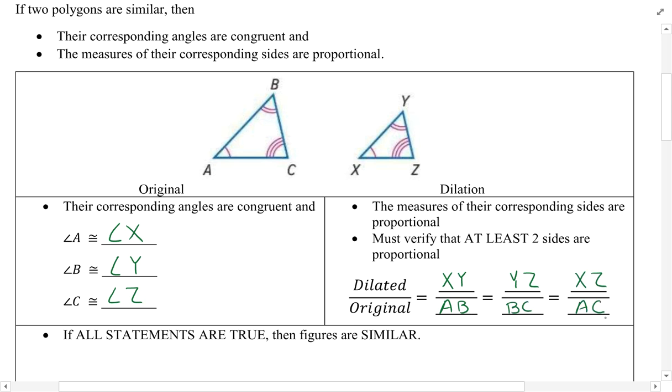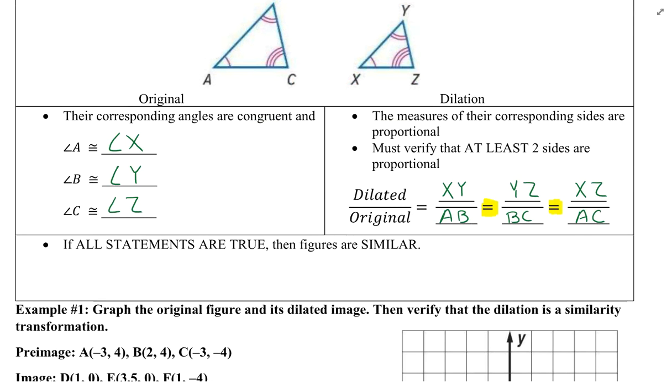If all of those sides have the same ratio, then I know that my side lengths are proportional and I meet that second criteria. So if the angles are congruent and the sides are proportional, then yes, my polygons are similar. In this situation, if all the statements are true, then the figures are similar, and we would write our similarity statement, which we had discussed earlier.